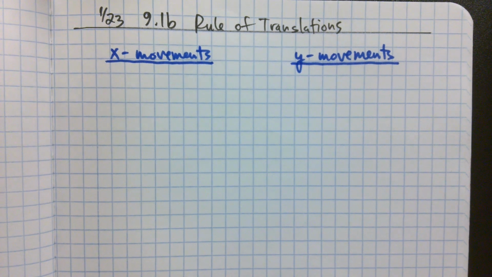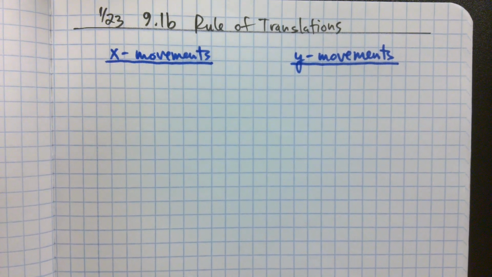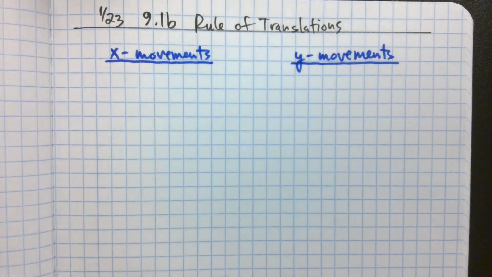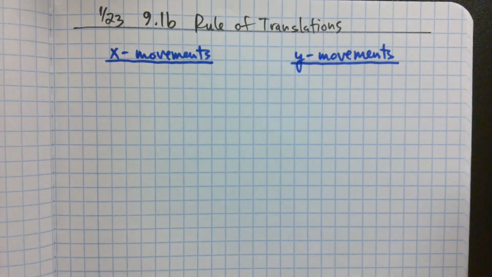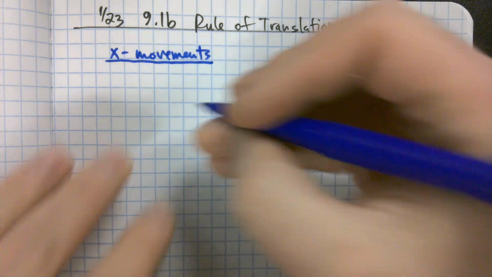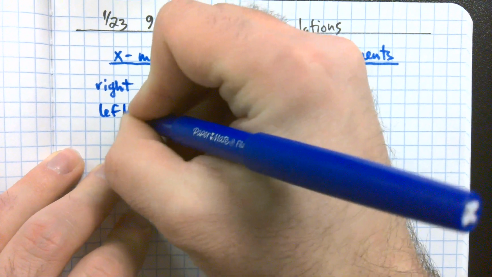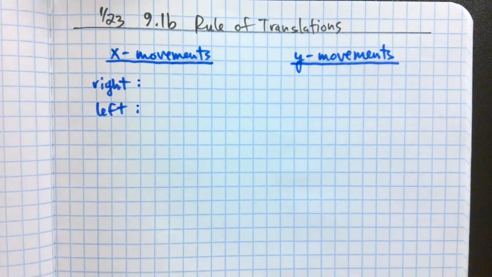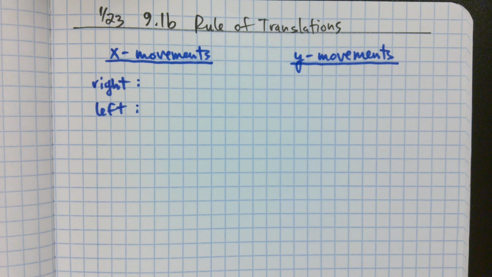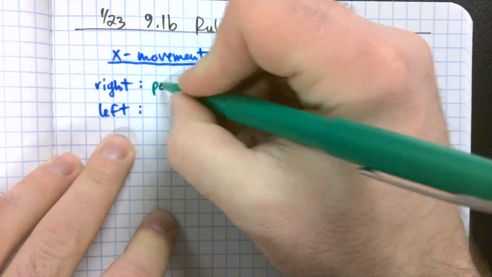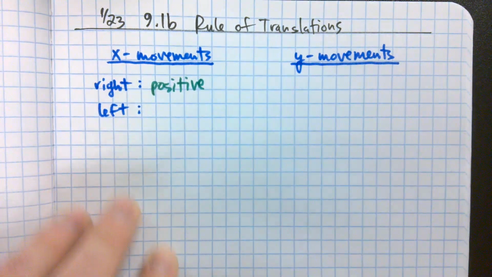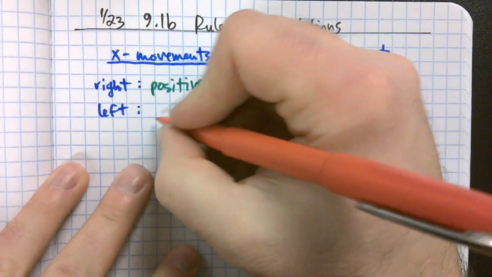When we're translating a figure, we have x movements and we have y movements, 2 of each, right? What are my 2 different x movements? If we think about the DDR floor, what are my 2 horizontal movements? Left and right. Between right and left, which of those would be a positive movement? Right. Which means left would be what type of movement? Negative.